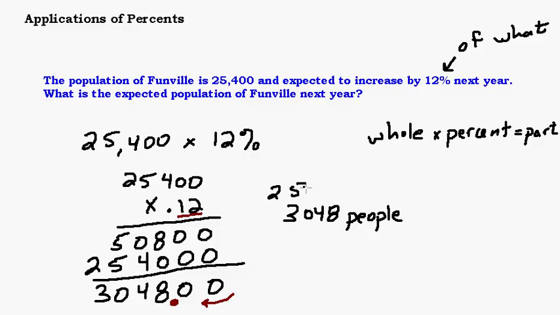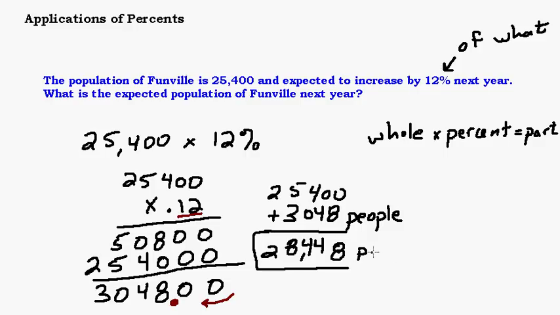In order to find the final answer, we need to add those people into our current population and see how many Fun residents we're going to have next year. Looks like 28,448 people.